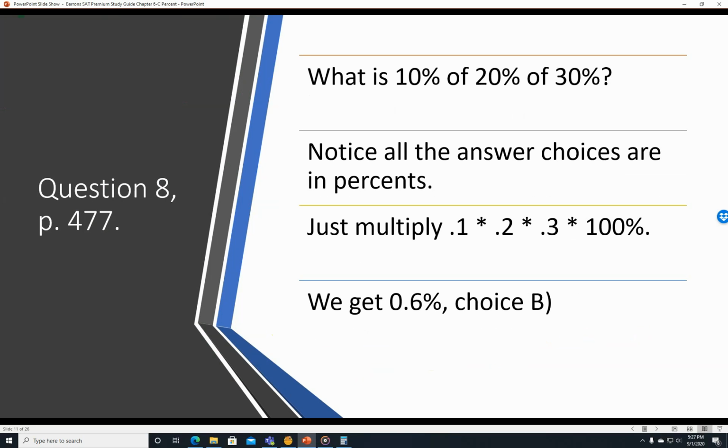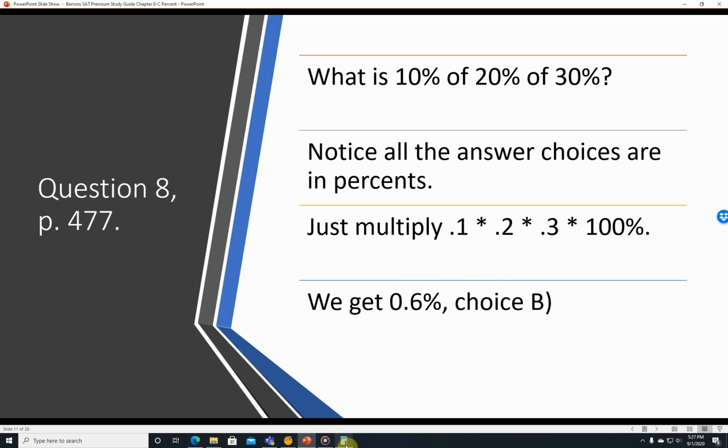Question 8, page 477. What is 10% of 20% of 30%? So notice all the answer choices in the book are in percents. So you don't have to do the math in percentages, though. I would just go 0.1, 10% times 0.2, 20% times 0.3, 30% times 100%. So that's 0.6%, which is choice B.